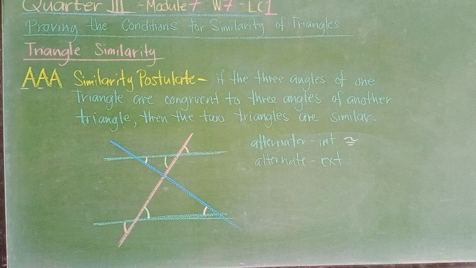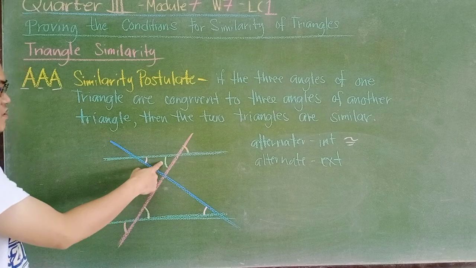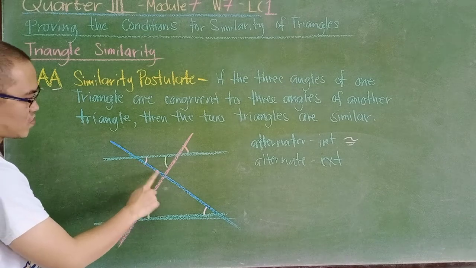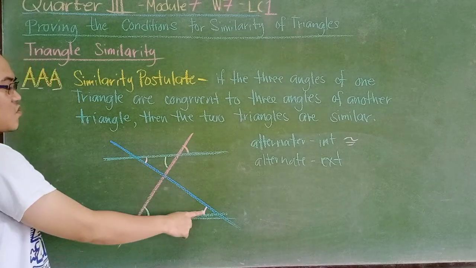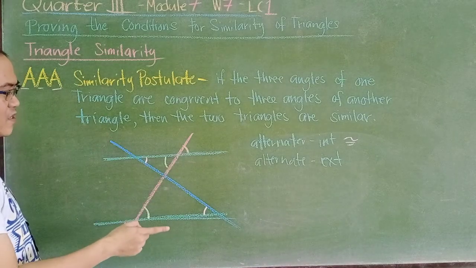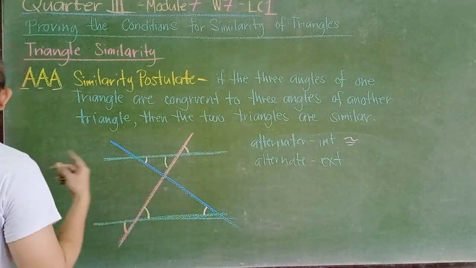Next, saan ko makukuha yung pangatlong angle? So alam natin na this one and this one are congruent. This angle and this angle are also congruent. And then, kung mapapansin niyo, meron na tayo ng buong triangle, dalawa.